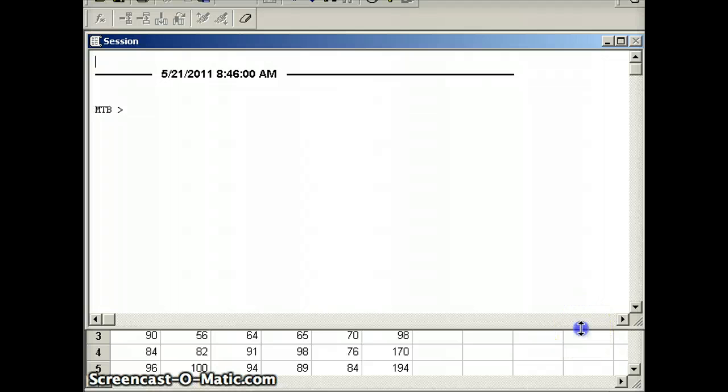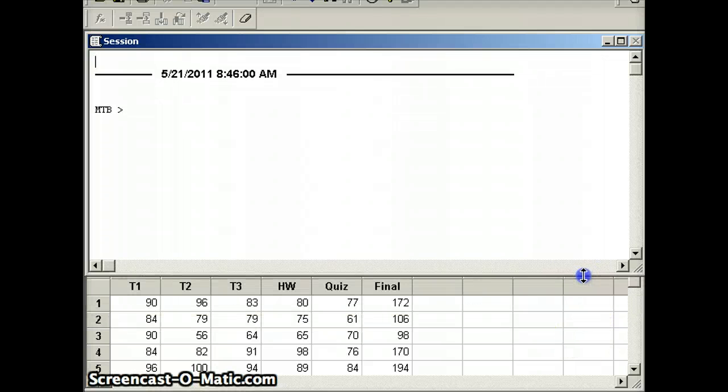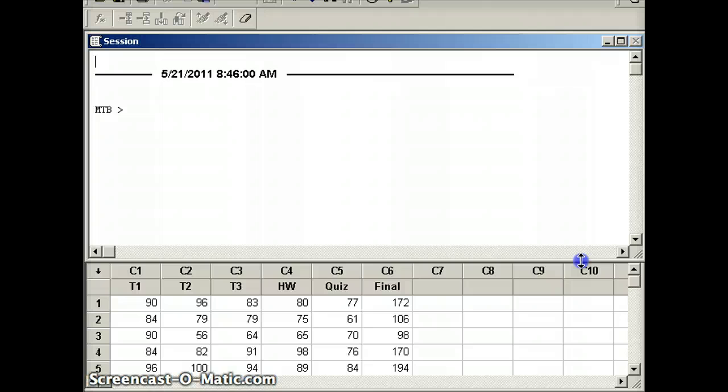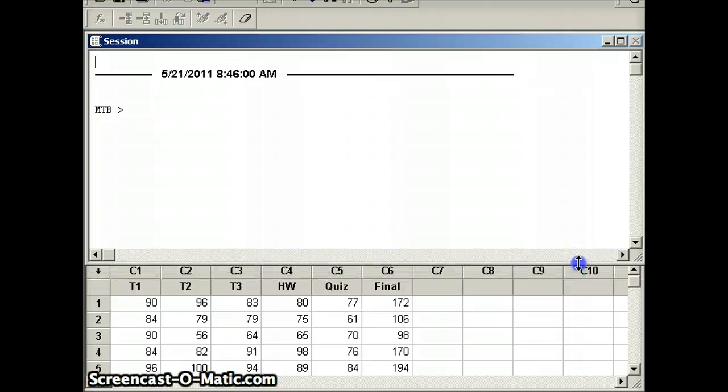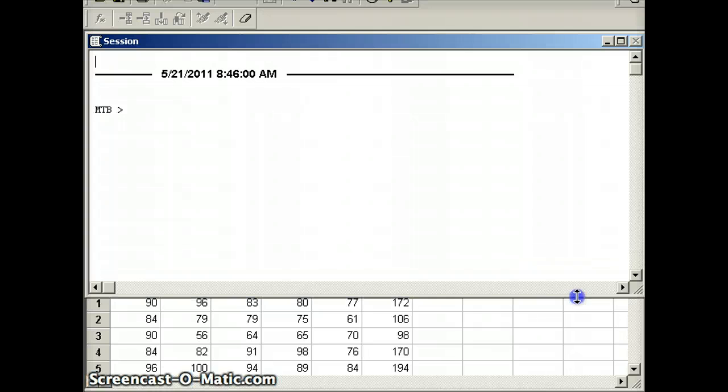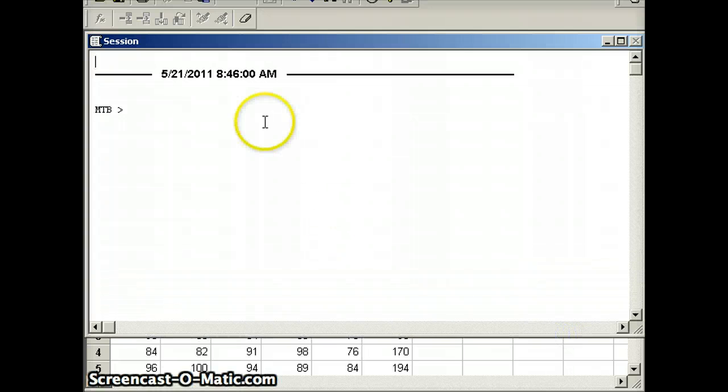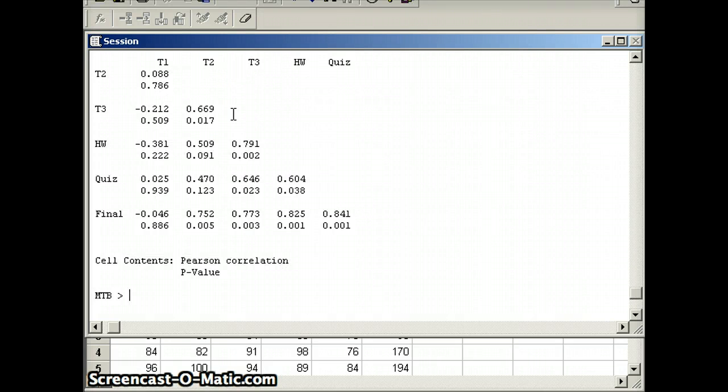So you'll notice I have the data in C1 through C6, and we're going to take the correlation of the elements in those data sets. So we're going to say corr, C-O-R-R, C1-C6. And this gives us all the correlations. So notice the correlation between test 1 and test 2 is 0.088. The p-value for a significant correlation is 0.786.